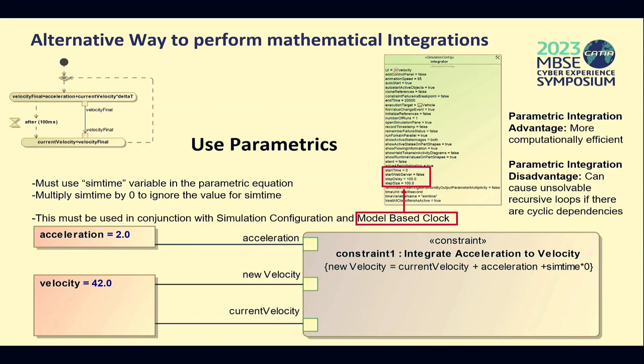But I want to point out that this can cause some unsolvable recursive loops in your model if you have things that are outputting something here and then getting taken into another mathematical integration. Cameo can run into some unsolvable loops parametrically because it'll keep updating both sides of that, right? That's one of the disadvantages of using a parametric to do mathematical integrations. You can run into recursive loops, which is why we ended up simply using opaque actions, even though it's a little bit more computationally expensive for your computer.